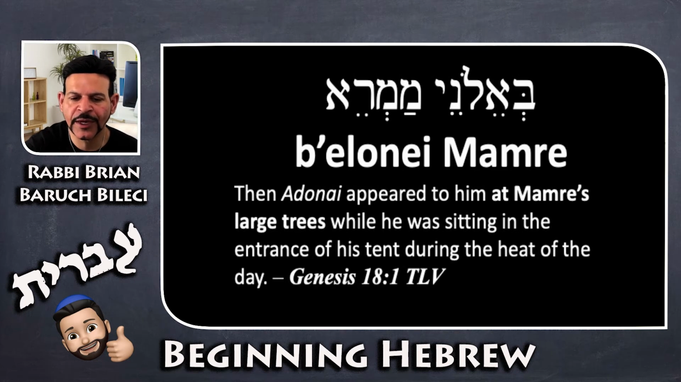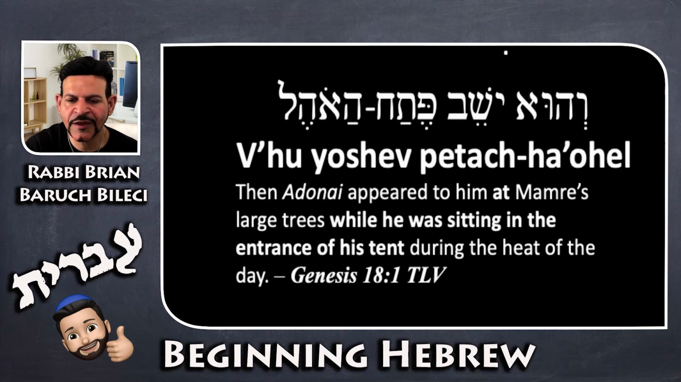Now, the next part of the line says Vehu Yoshev Petach HaOhel. Vehu Yoshev Petach HaOhel. So here we have Vehu Yoshev.